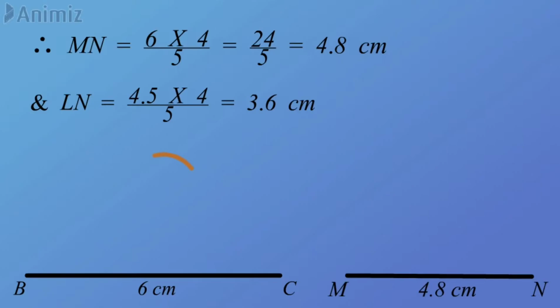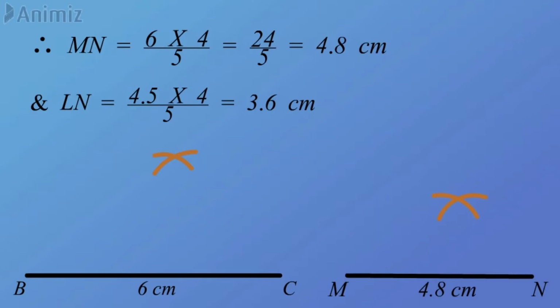Similarly, take 4.4 centimeter in your rounder. Keep your rounder at M and draw an arc. Now for the first triangle, take 4.5 centimeter in your rounder. Keep your rounder at C and intersect the arc. Same way, take 3.6 centimeter in your rounder. Keep your rounder at N and intersect the arc.